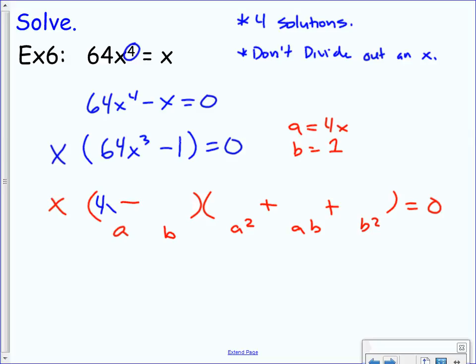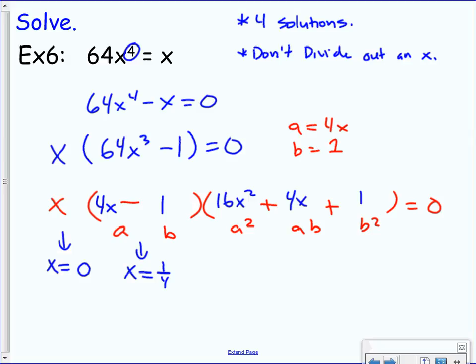4x minus 1, 16x squared plus 4x plus 1. All right. Okay, let's do the easy ones. What's this? 0. Can you do this one in your head? 1 fourth. Good. Remember the 4 goes back under the 1.